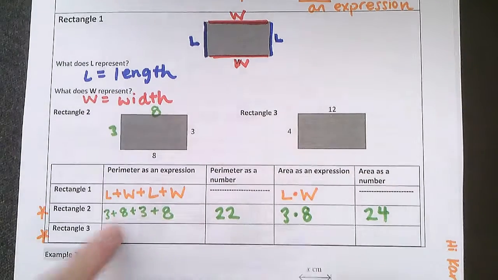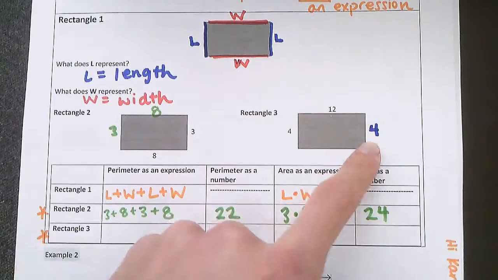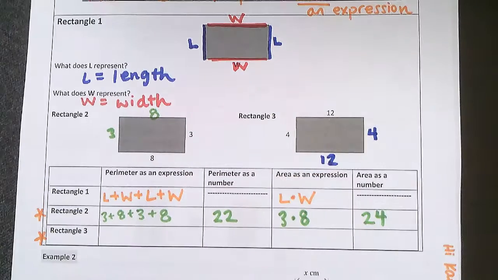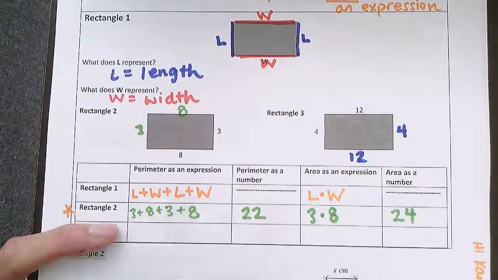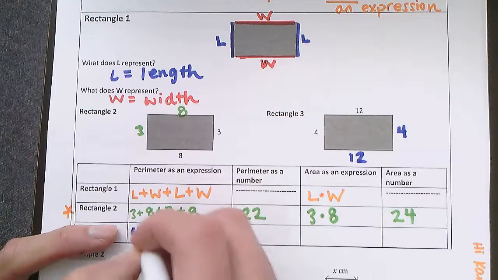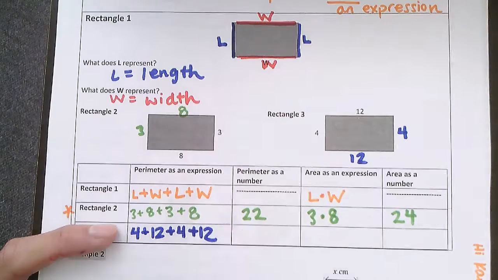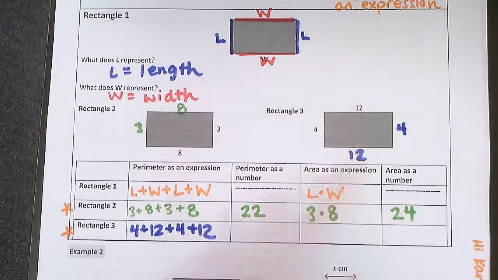Rectangle 3. If this is 4, then we know that this side, this length is also 4. If this width is 12, we know that this width down here is also going to be 12. So my perimeter as an expression is going to be adding up all the sides. I would have 4 plus 12 plus 4 plus 12. It doesn't matter what order you write all the numbers in, as long as you have all the same numbers.